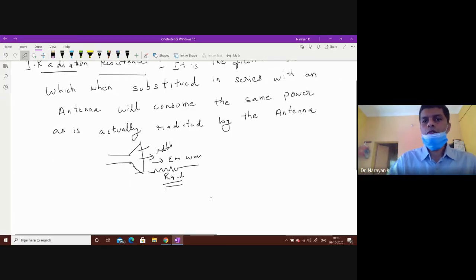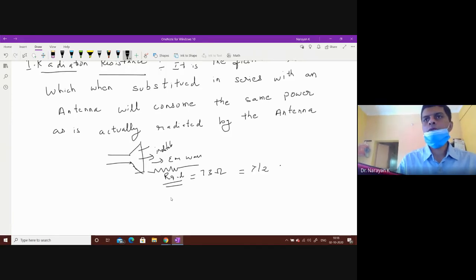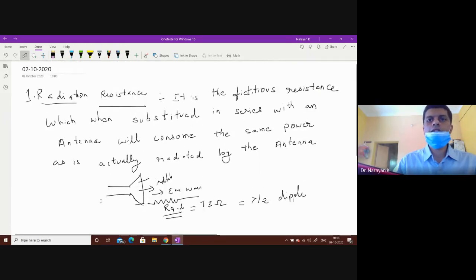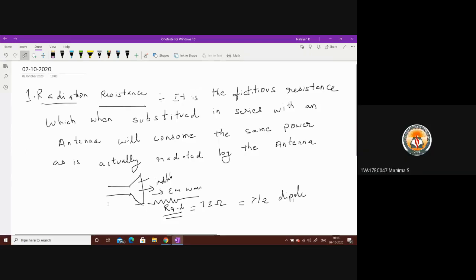Two derivations we have done: radiation resistance of the short dipole and the lambda by 2 dipole. Remember that. In the lambda by 2 dipole, we have substituted and our radiation resistance is equal to 73 ohms. These derivations we'll be doing in the fourth module. Radiation resistance is 73 ohms for your lambda by 2 dipole antenna. Okay. So this is your first definition, radiation resistance. Is it clear? Yes, sir.